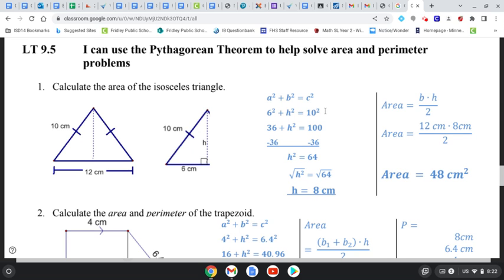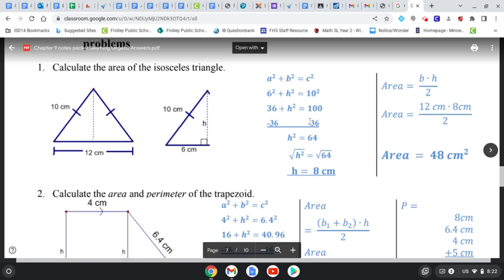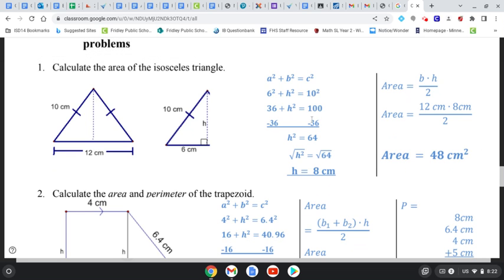And then what we're going to do is go ahead and just take 6 squared, 36, take 10 squared, 100, calculate those. And then we'll subtract 36 from both sides. 100 minus 36 is 64. And then what number squared equals 64? So you could think about like 5 squared, 6 squared, 7 squared, 8 squared. And yes, 8 squared is 64. 8 times 8 is 64.